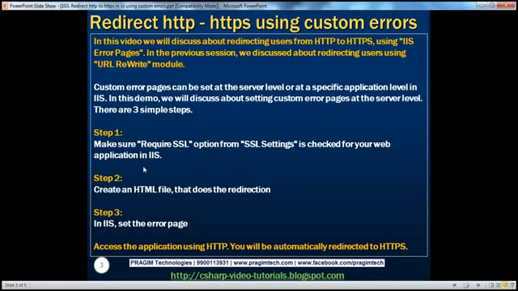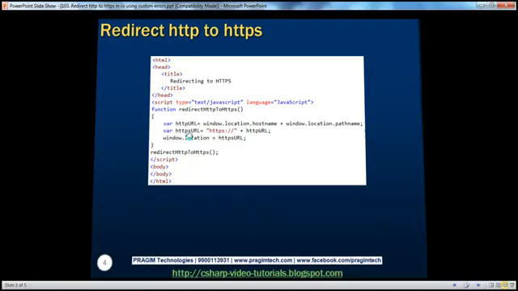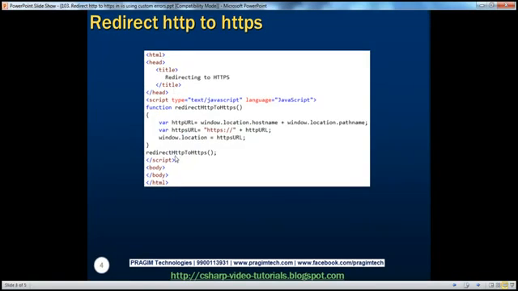What's the second step? Create an HTML file that does the redirection. This is where the redirection happens. Within the HTML file, we need to copy and paste the HTML that looks like this. This is a bit of HTML and JavaScript code. I have HTML, head, and then title. Within title, we have given it a meaningful title, redirecting to HTTPS. And then look at that, after the closing of the head tag, we have a script tag there.